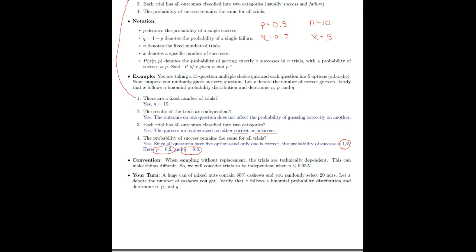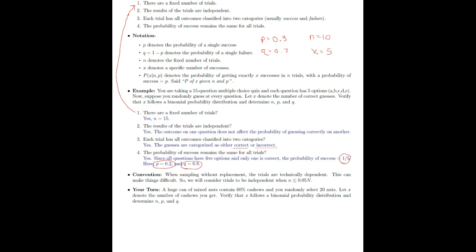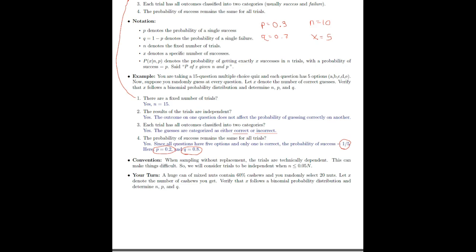Okay, so let's verify that it follows the rules of the properties of a binomial probability distribution. So the first one is that there have to be a fixed number of trials. Is that the case? Yes, there is. You have 20 trials, and that's how many you selected, so that's what we're going to operate with. So 1 is all set.